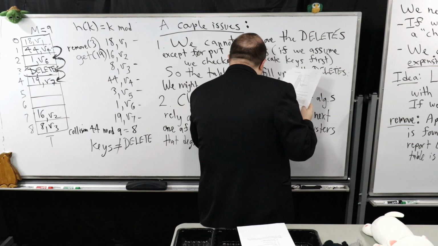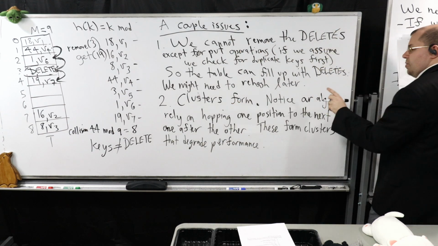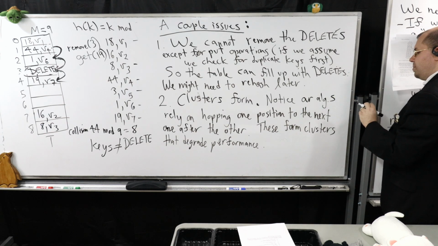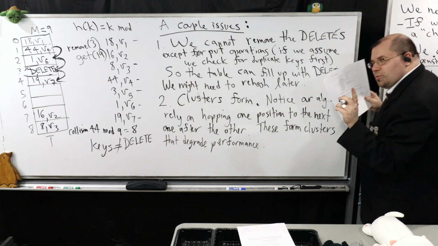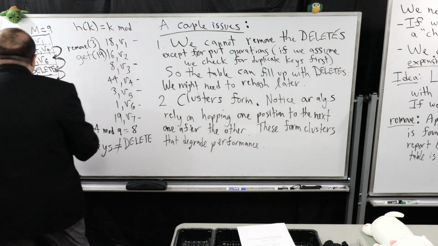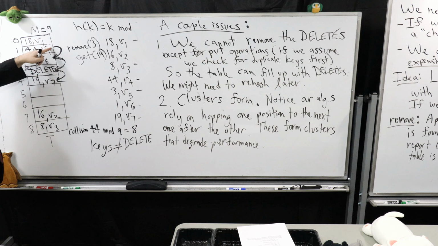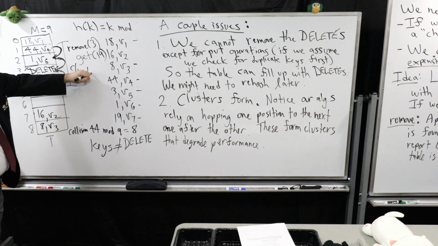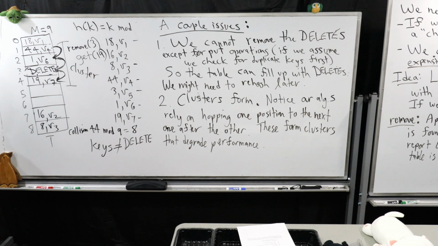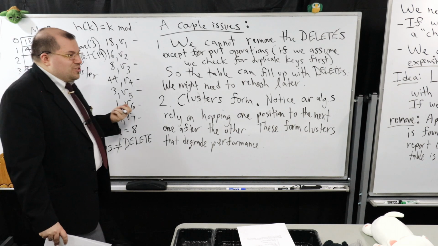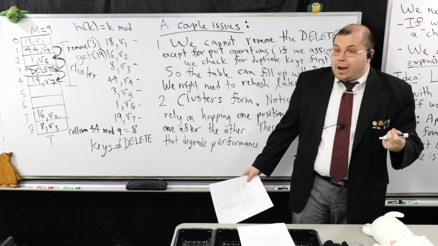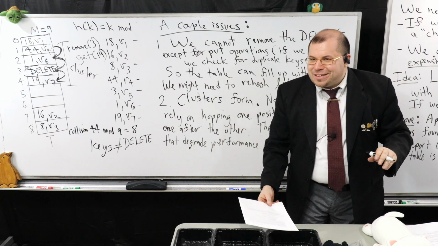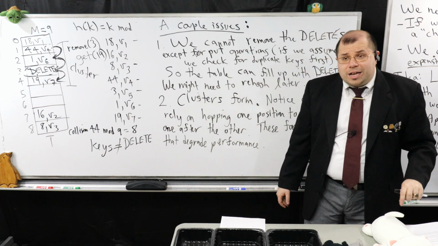So I'll reiterate what I just wrote here. So clusters form. Notice our algorithms rely on hopping one position to the next, one after the other. These form clusters that degrade the performance. So what do I mean by a cluster? Over here, when I do all these hops, notice that I have to go from here all the way here. So this is an example of a cluster. So these clusters can get quite long. And if you have many positions where you're going to end up getting these clusters, they degrade the performance of the hash table.